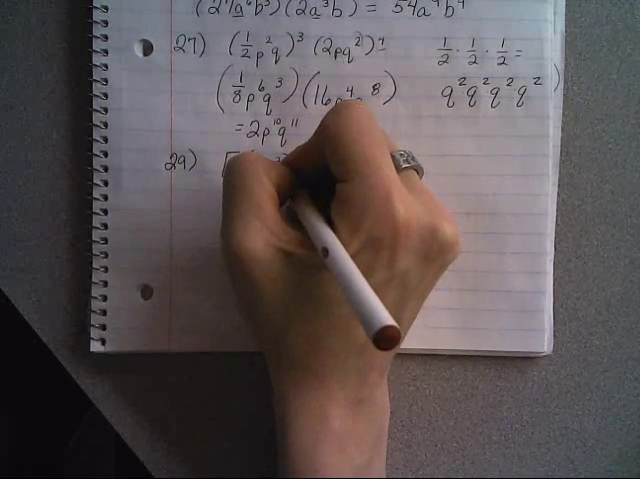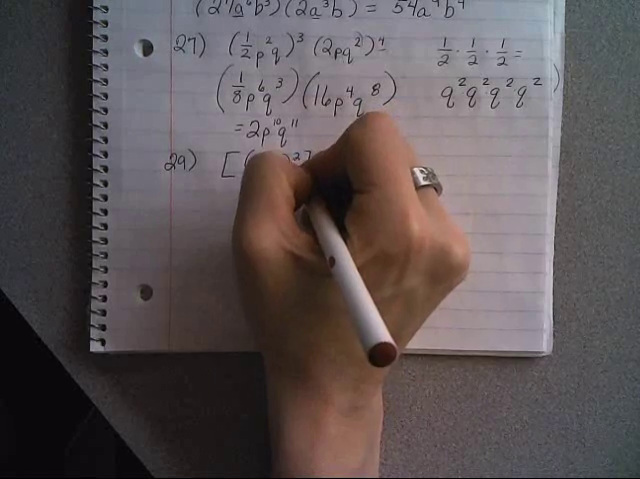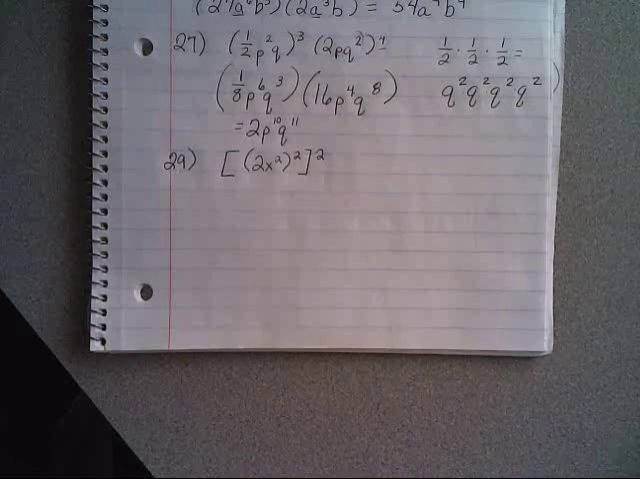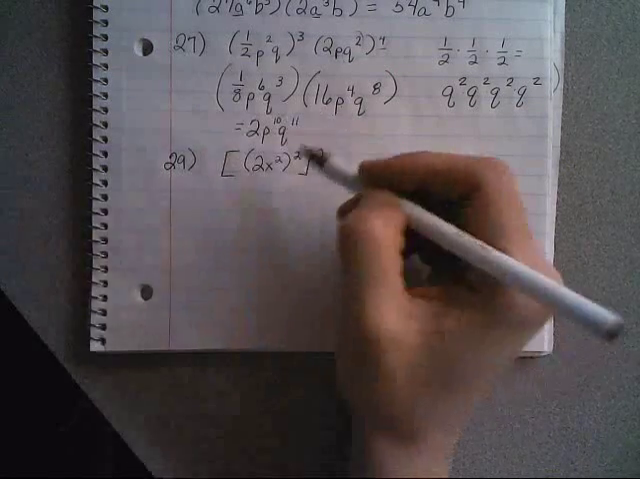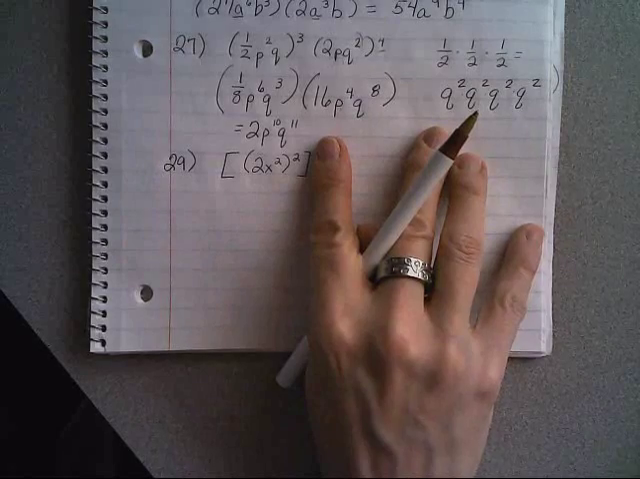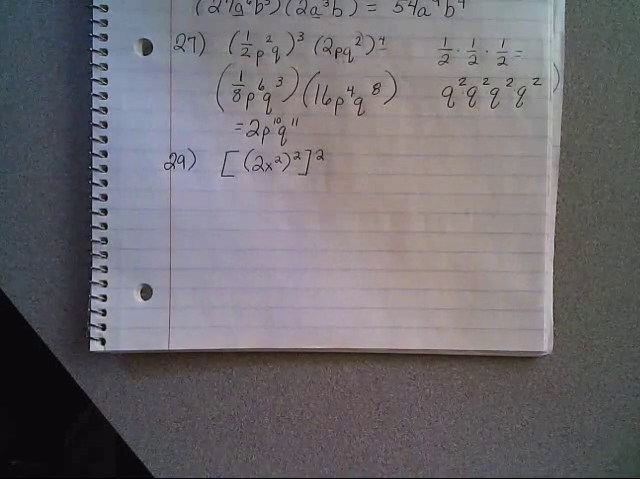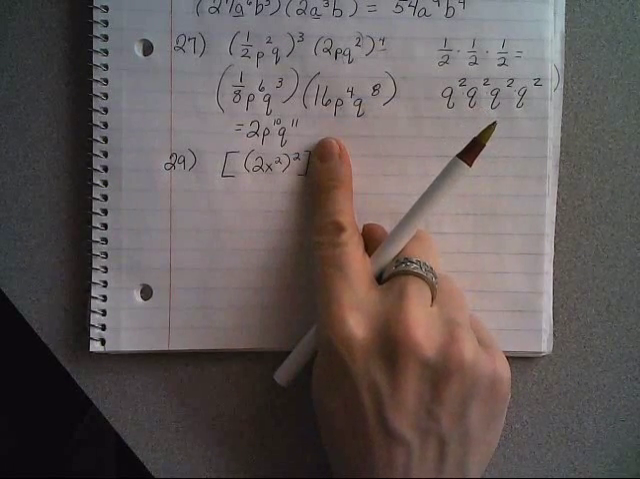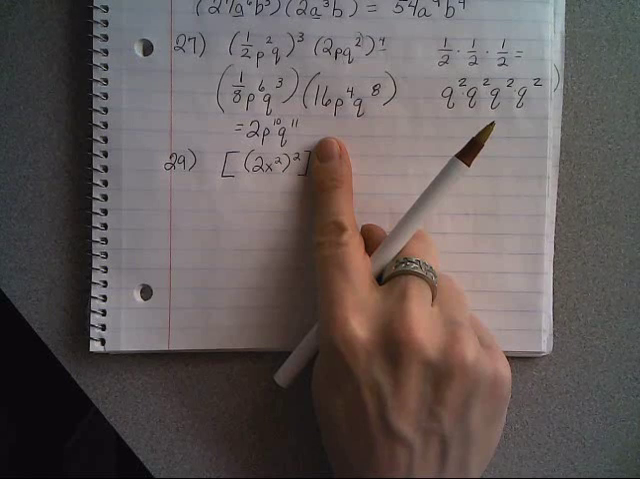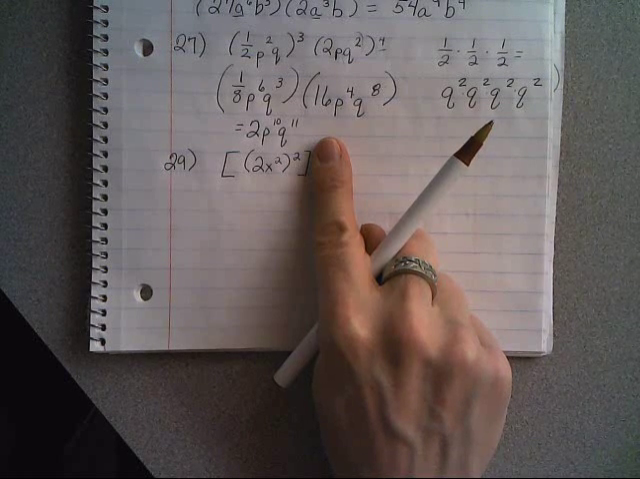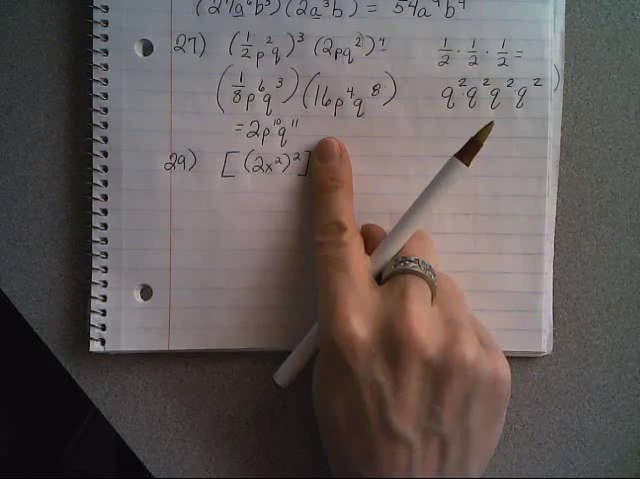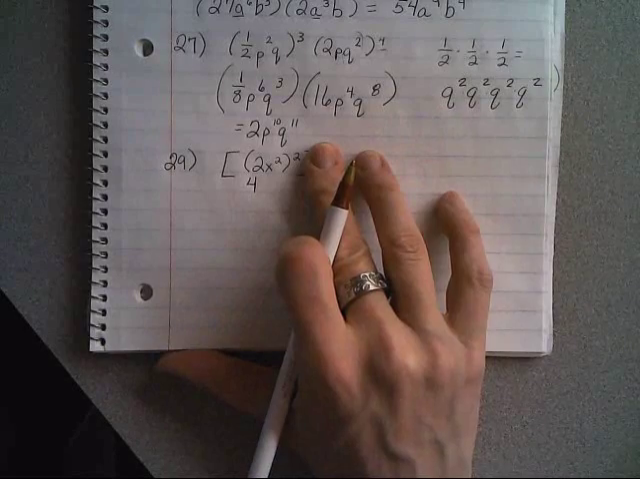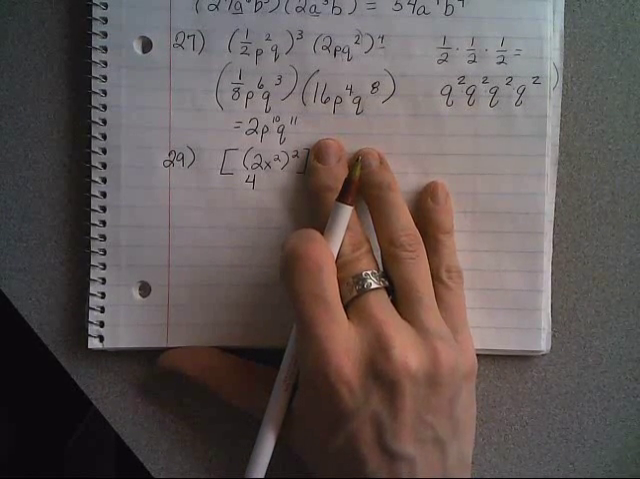2x squared, squared. So the quantity of 2x squared has to get squared. What's the result when we do that? What's 2 squared? x squared squared. x squared, x squared.